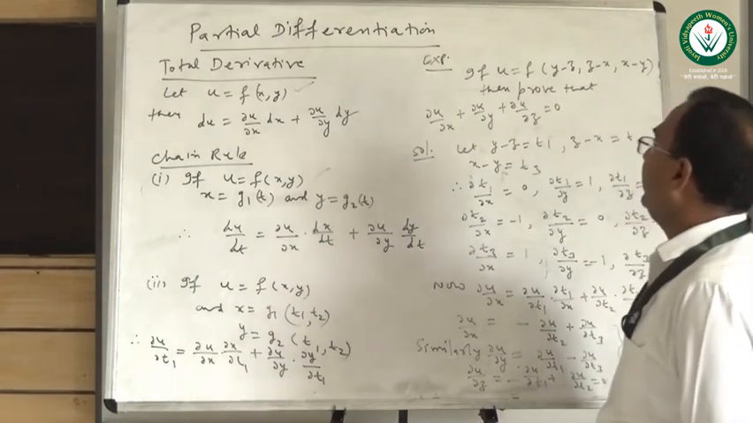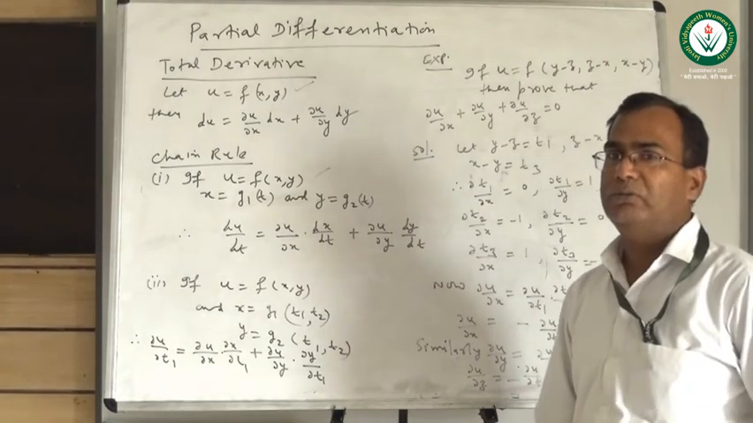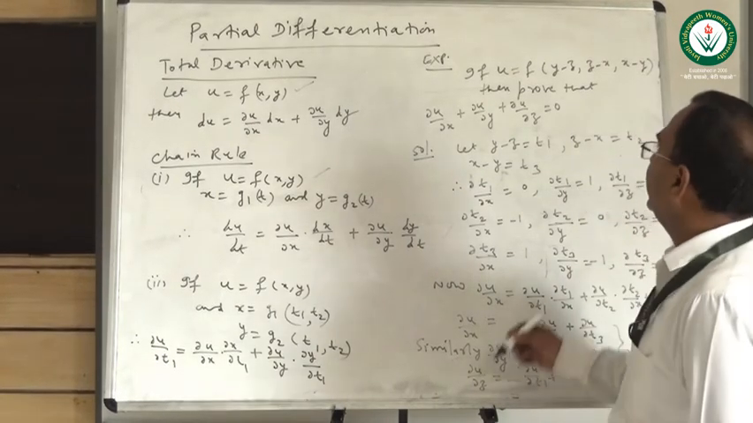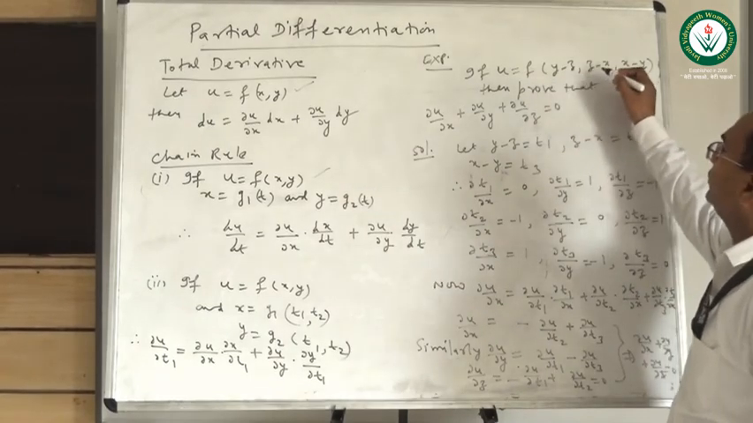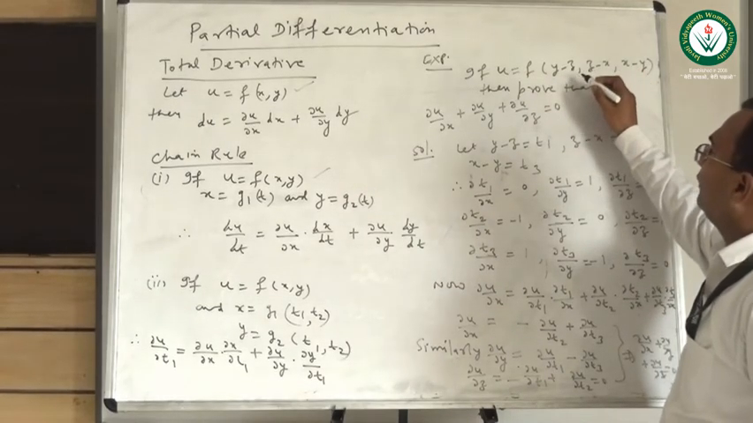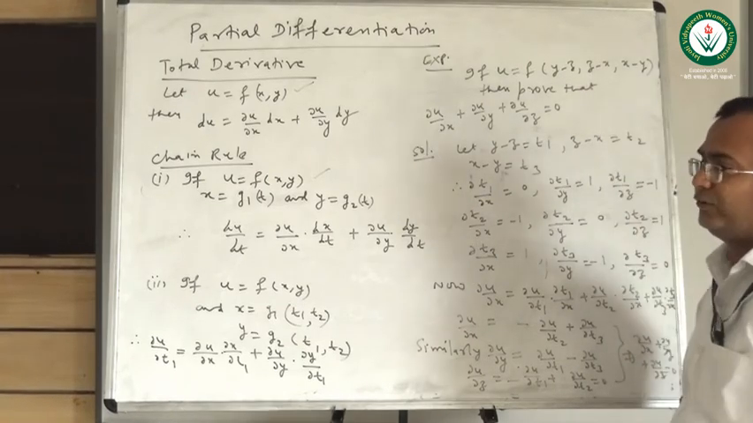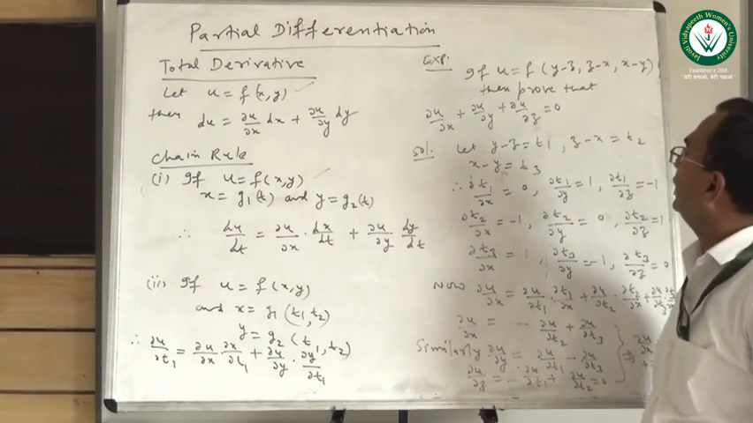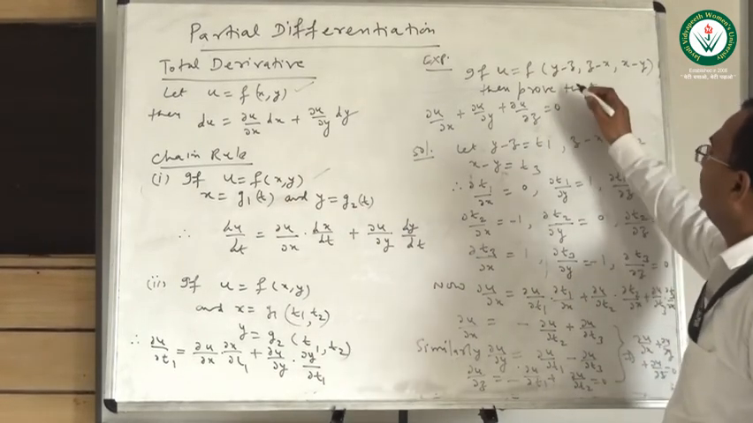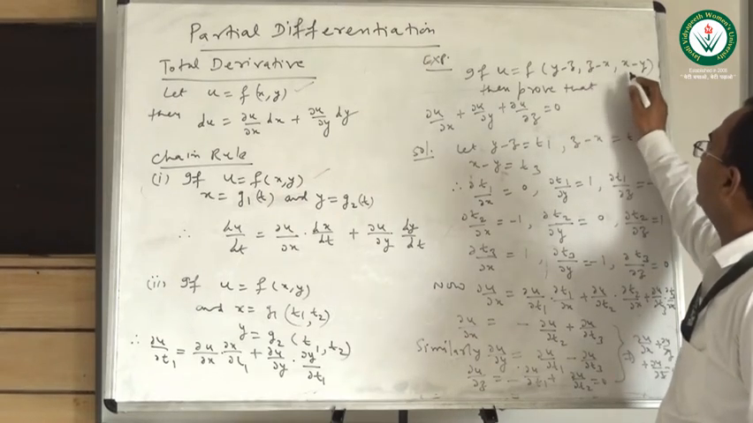Now we understand the concept of the total derivative and the chain rule with the help of an example. In this example we are considering a function u, and it is a function of three variables: y minus z, z minus x, and x minus y. So the function u is given as a function of three terms: y minus z, z minus x, and x minus y.